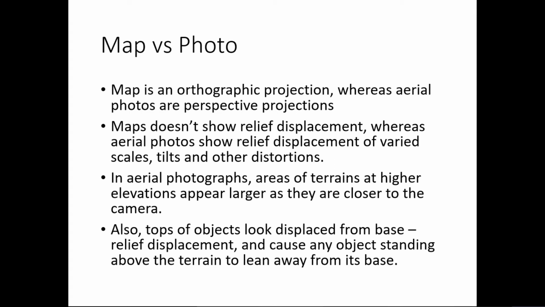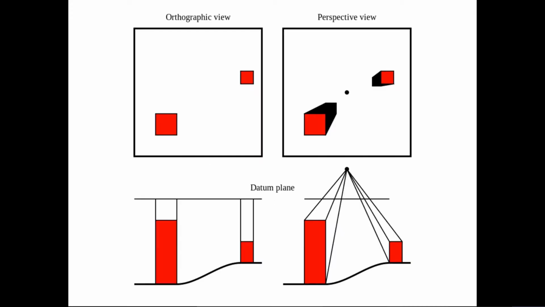Another thing is that maps don't show any relief displacement, whereas aerial photographs show some relief displacement. You see some displacement in varied scales, tilts, and other distortions. So what do you mean by this relief displacement? So here you can see two structures. Suppose those red dots are two buildings. You can see in the perspective view, which is an aerial photograph, that the top of the object is slightly displaced from the base of the object, right?